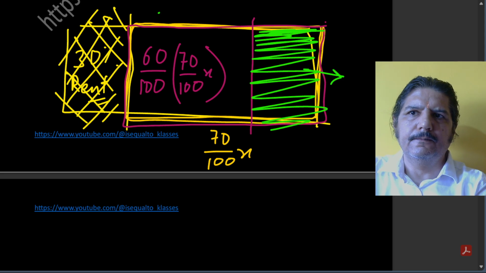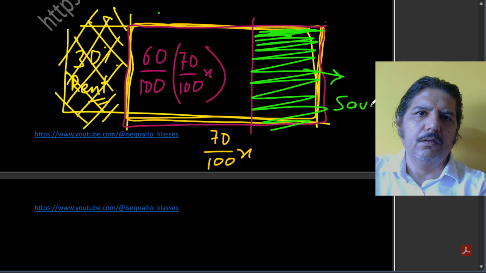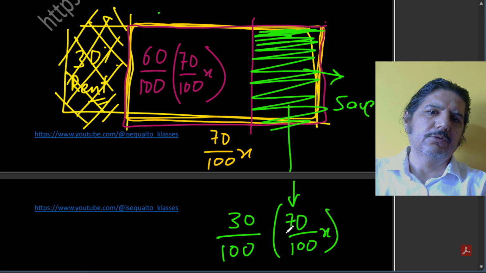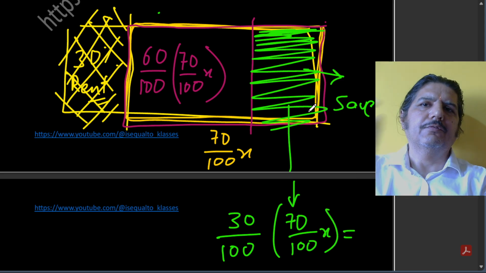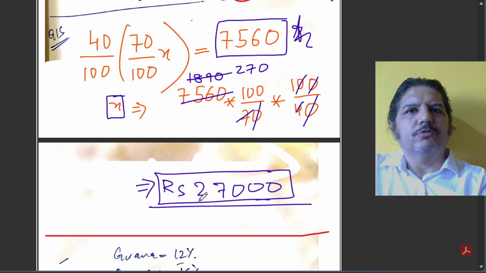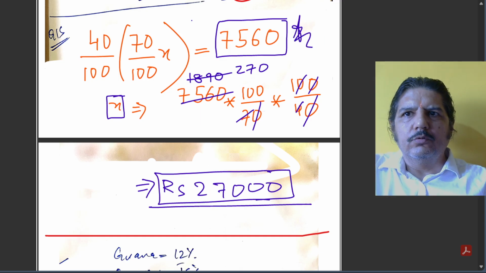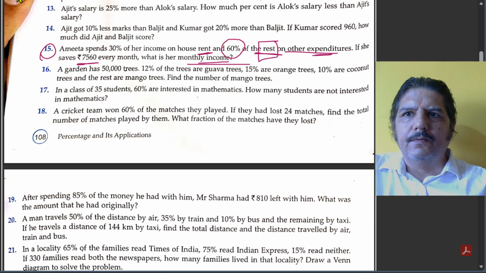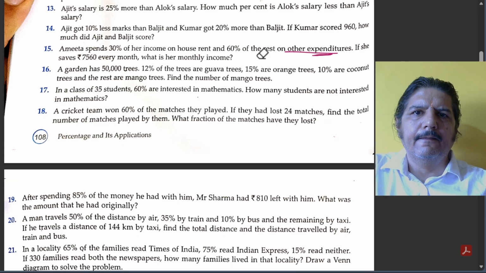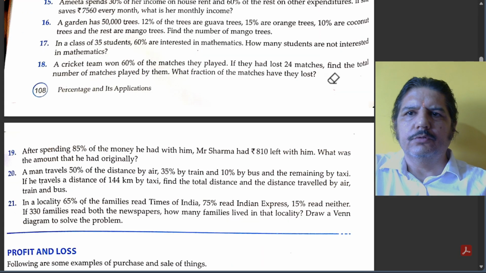And what is this amount? This amount is 30% of 70 upon 100 x, and this will be equal to 7560. You calculate, this amount comes to be 27,000. So I hope you are able to understand this. This is a tricky question. Let's move to the next question.